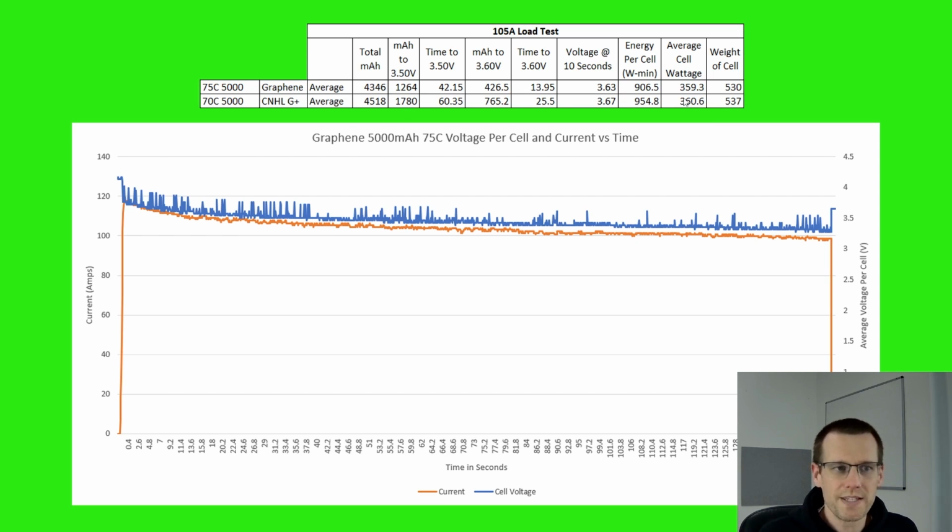And then the average weight of the battery, not of the cell as I have it there for the CNHL, is 537 grams. So both of those batteries come in quite close to one another in terms of weight.